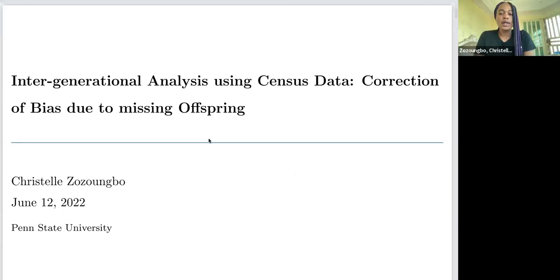Okay. Hello, everyone, and thank you for joining today. There are two ideas on which I'm working at the moment, and today I'm going to present one of them. And if I get the chance later, I can also present the second one. What I'm presenting today, the title is Intergenerational Analysis using Census Data, Correction of Bias Due to Missing Offspring.